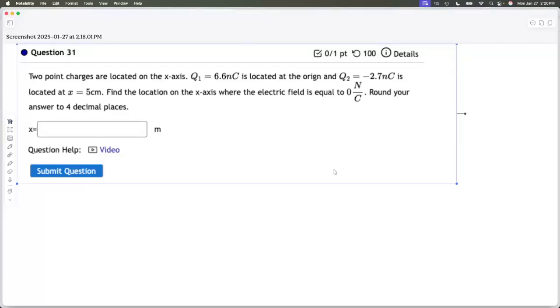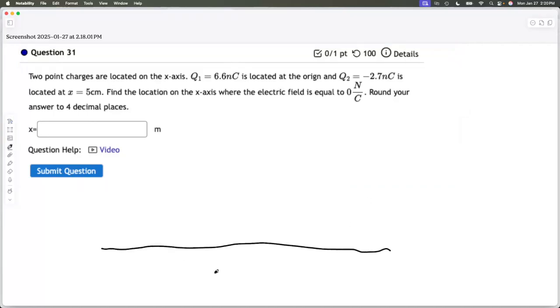Okay, let's take a look at this question. First thing we want to do is draw this out. You always want to draw this. All right, so we've got our origin here. Here's 0. Q1 is located there, and he's positive 6.6.